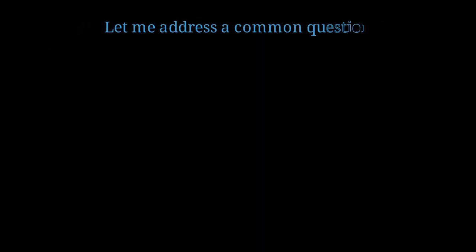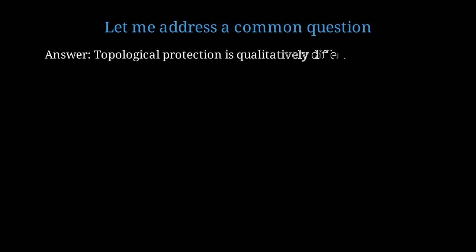Students often ask me, if Majorana modes are so fragile to detect and create, why are we so confident they're the right approach for quantum computing? That's a great question. The key is that topological protection is qualitatively different from conventional error correction. In conventional qubits, you need to constantly monitor and correct errors. With topological qubits, the protection is built into the physics itself.